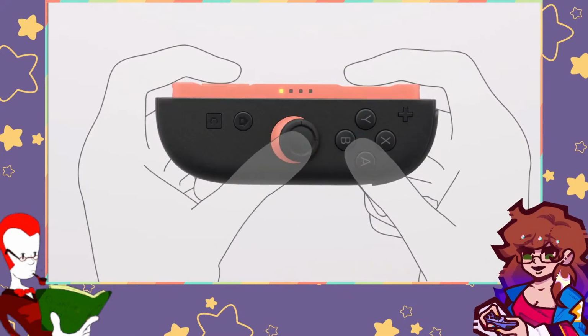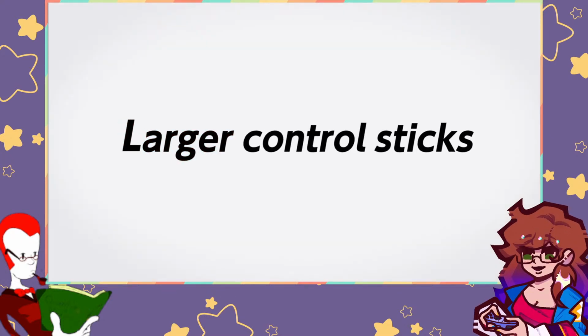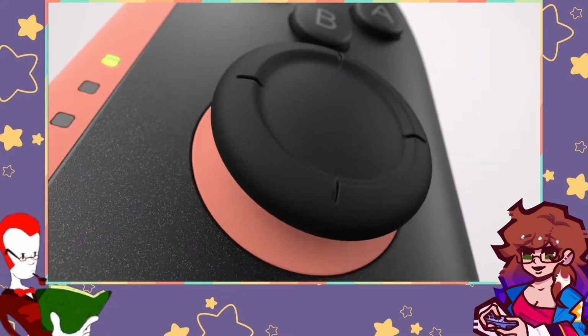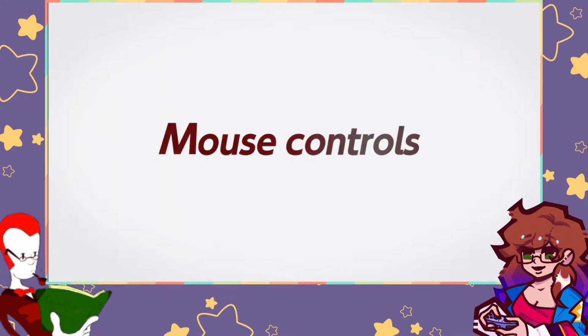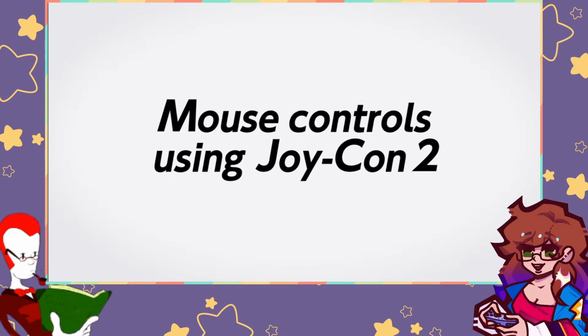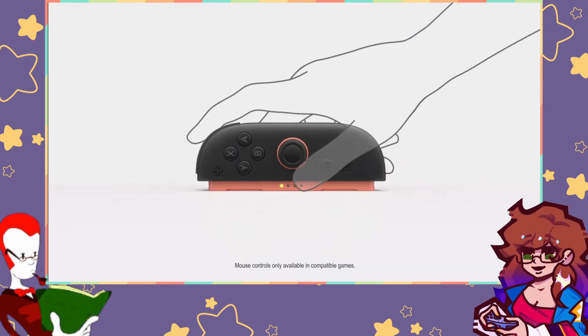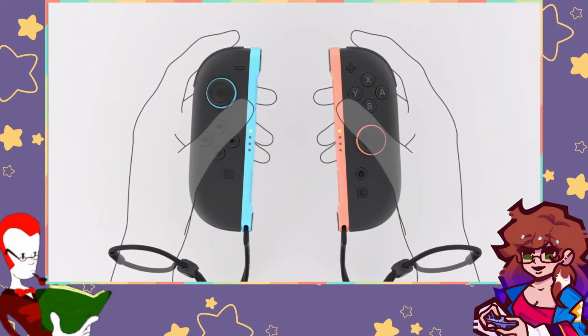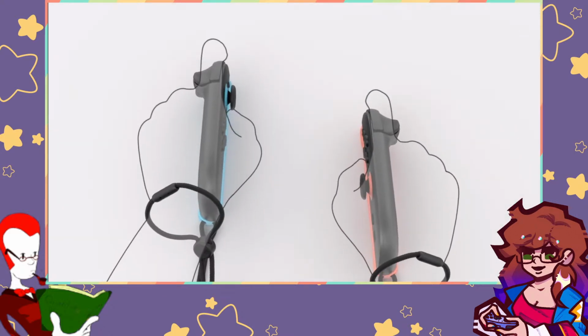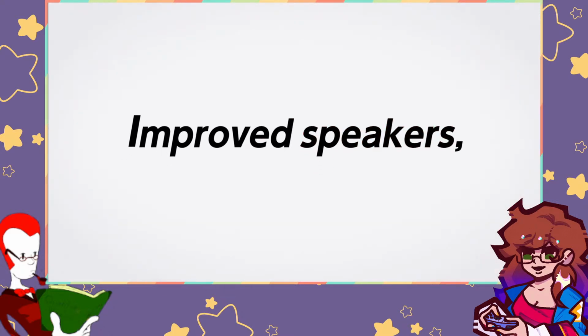Playing with the Joy-Con 2 held horizontally, the left and right sticks are now larger. There we go. There you go. Each Joy-Con 2 controller can be used as a mouse to play with compatible games. Both the left and right Joy-Con 2 support mouse controls.